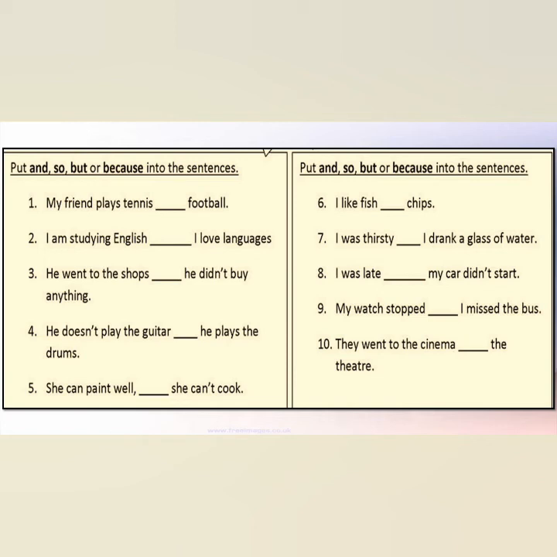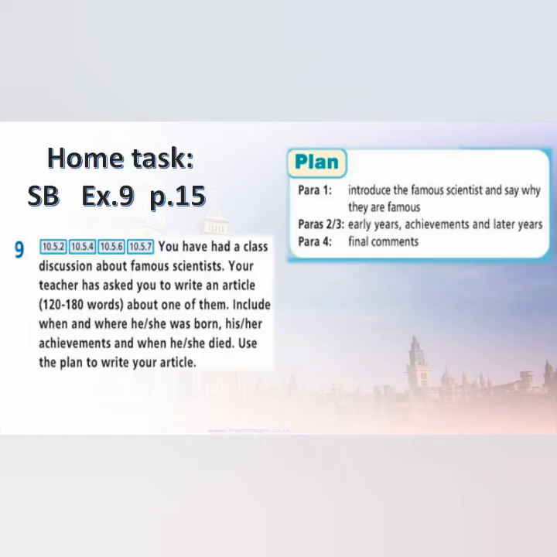Okay, continue. Your homework will be exercise 9, page 15. You have had a class discussion about famous scientists. Your teacher has asked you to write an article, 120 to 180 words, about one of them. Include when and where he or she was born, his or her achievements, and when he or she died. Use the plan to write your article.